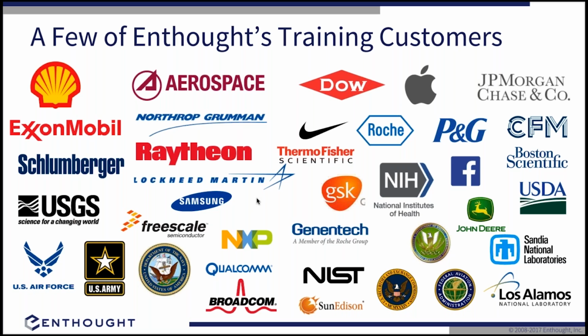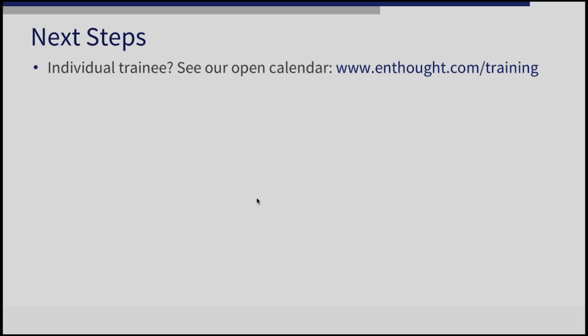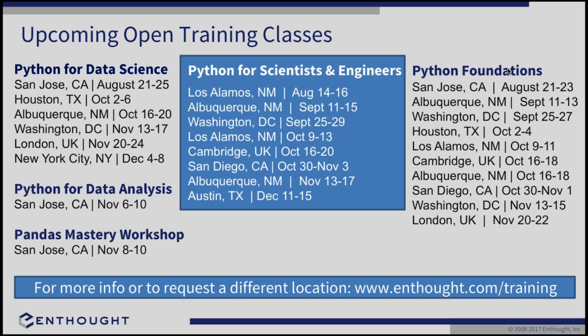All right, if you're an individual interested in this kind of training, you should go look at our open calendar at enthought.com/training and see what dates and locations are best suited to what you need. We have other classes as well that might be a good fit for some people. This is the dates for the Python for scientists and engineers. If you want to request a different location and you think you've got a group of 6 or 7 people where you are, give us a shout. Go to enthought.com/training and contact us through the form and let us know where you are and that you've got these people, and we can try to set up an open course where you are.